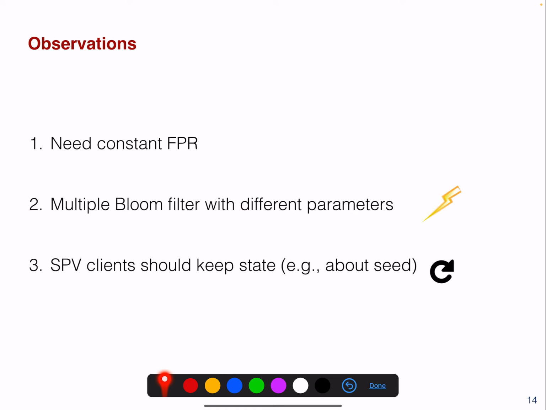So what we need is a constant false positive rate. Well, there should not be any ambiguity between a target false positive rate or an actual false positive rate. So we should certainly avoid multiple bloom filters with different parameters, and SPV clients should keep state, so we should save the state.